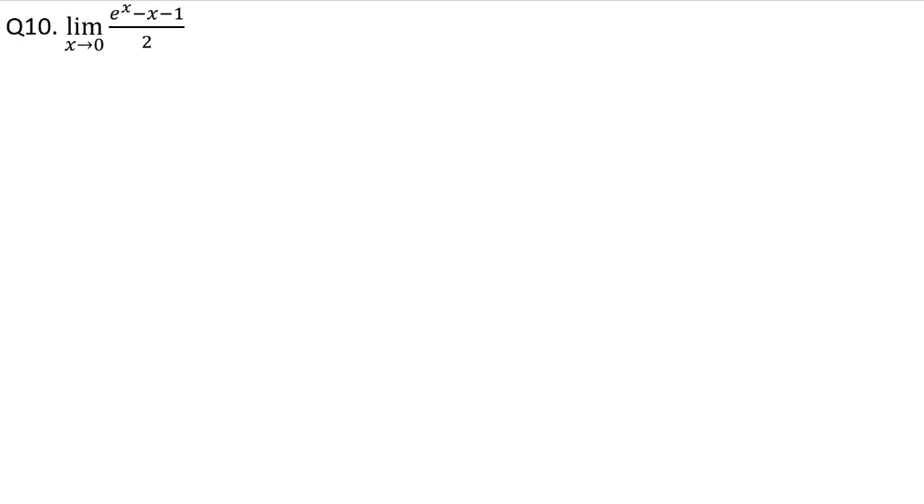Next question is e power x minus 1 upon 2, x equal to 0. This is a very simple question, guys. No need to do anything into it. As I told you earlier, you just have to check directly by direct substitution. If you put x equal to 0 in this question, we get e power 0 minus 1 whole upon 2. e power 0 is 1, minus 1 upon 2. So this is 0 upon 2 and this is the answer.